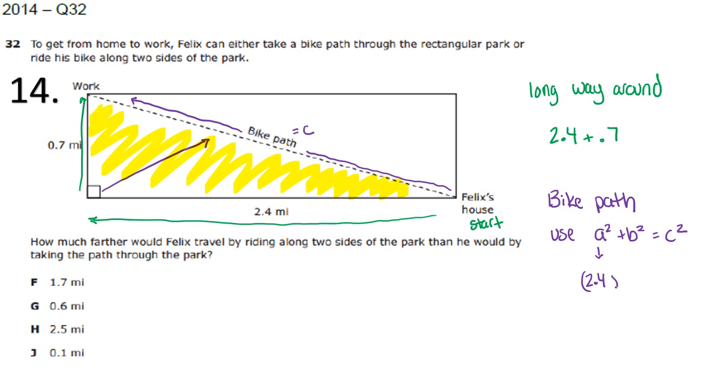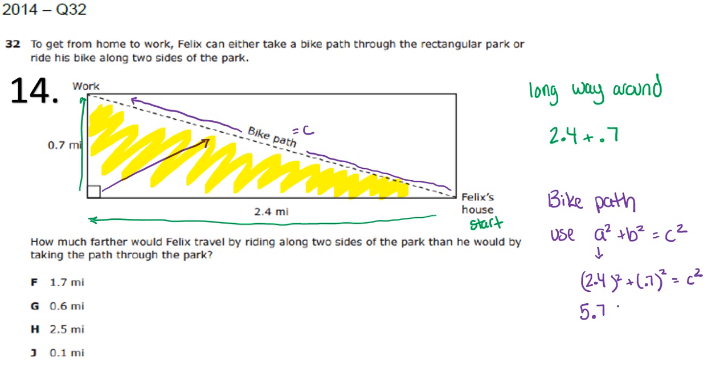If I say A is 2.4, then that makes my B 0.7. If you said A is 0.7, then your B would be 2.4. Either way, you're going to get the answer. Now, remember, type all of this in your calculator all at once with parentheses. I'm going to write 2.4 squared and then 0.7 squared just so you can see what's going on. That way, if you made a mistake, you see what happened.